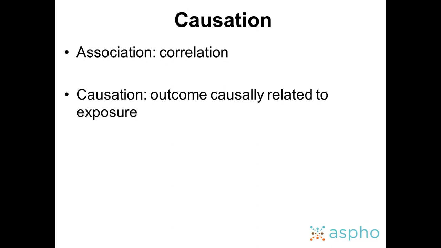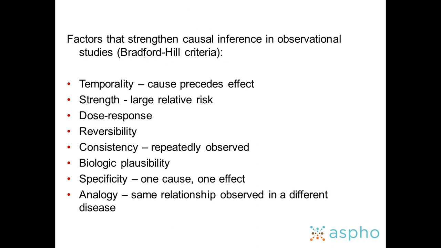So the next module is on causation. There is a distinction between association, which is the correlation between two variables, and causation, where the outcome is causally related to your exposure variable, like smoking and lung cancer. So the Bradford Hill criteria are the criteria that are used to evaluate the factors that strengthen the causal inference in observational studies. They include temporality, so does the cause precede the effect?